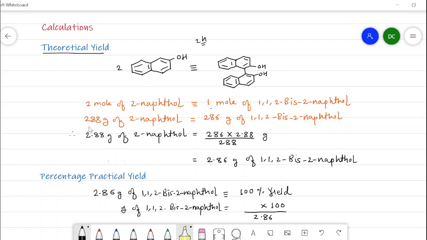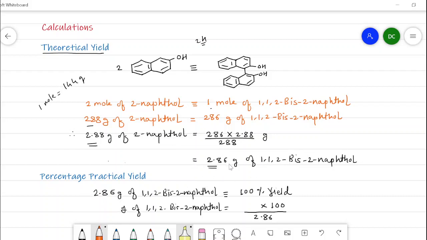Now, 1 mole of beta-naphthol is equal to 144 gram, whereas 2 moles equal to 288 gram of beta-naphthol is equal to 286 gram of bis 2-naphthol. Here see, 288 corresponds to 286, a difference of 2 hydrogen. Now, actually, we have taken 2.88 gram of 2-naphthol, so that here we get a theoretical yield, that is 2.86 gram of bis 2-naphthol.